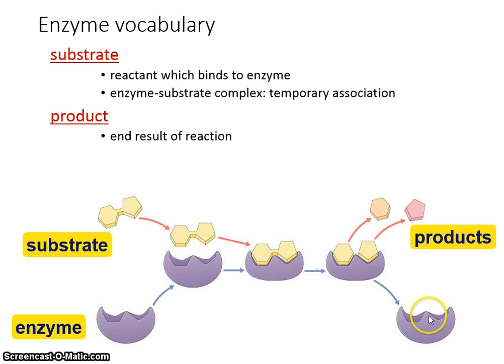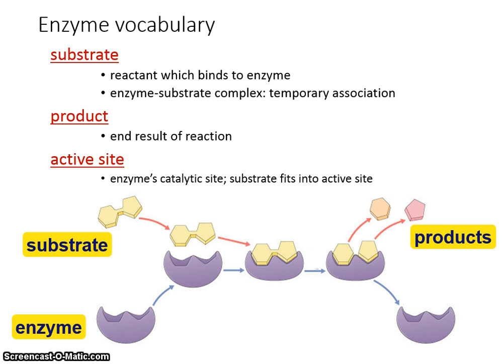Notice that the enzyme ends the same way that it began, and so the enzyme doesn't change in the reaction, and it actually can get used over and over again. Where the enzyme and substrate meet, this area right here, we call this the active site. This is where the enzyme and substrate come in contact with each other.